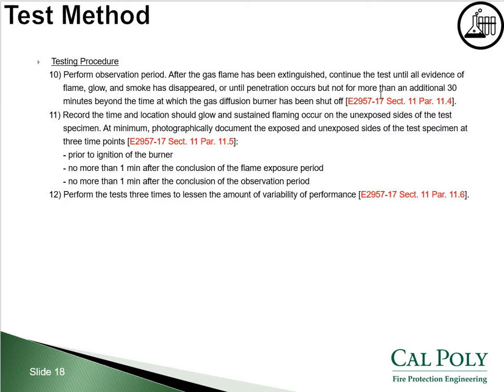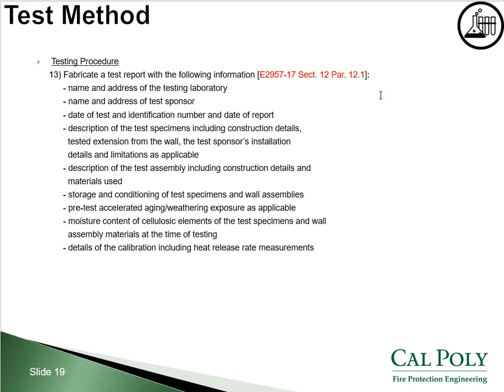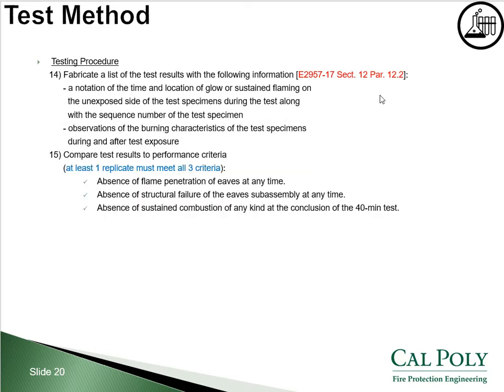The test is performed in triplicates to reduce the amount of variability of performance. Afterwards, the test report and results are fabricated for documentation. Finally, the test results are assessed if it conforms with the standard performance criteria that requires at least one replicate to meet all three criteria shown here.